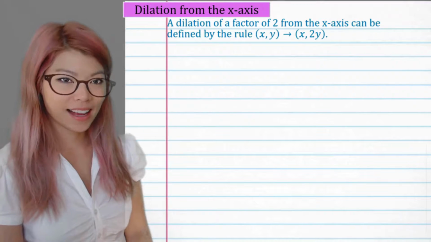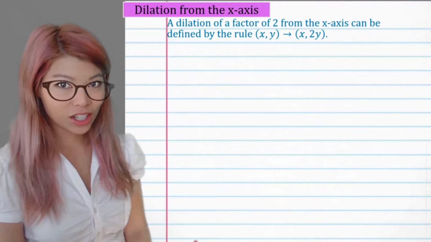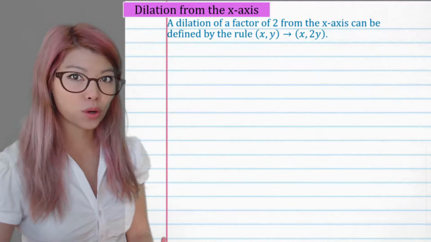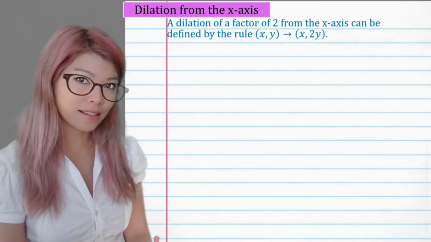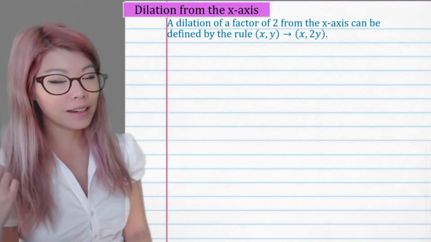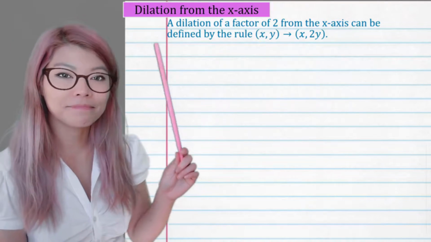Dilation from the x-axis. In the last video when we talked about translations, when we translated horizontally and we talked about x, we changed our x. But when we translated our y, we moved our y. But in dilation and reflection, there's a slight difference. Let's see if you can pick it.